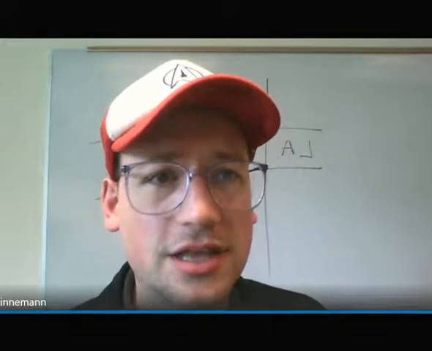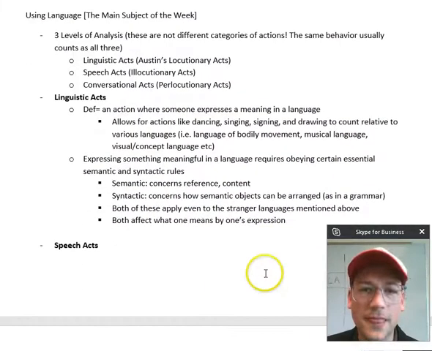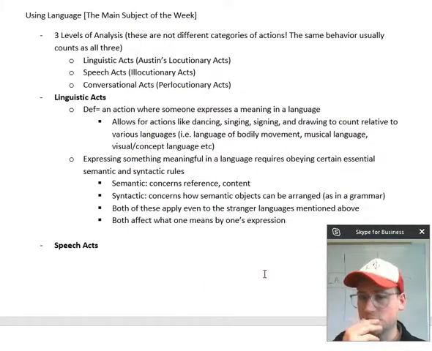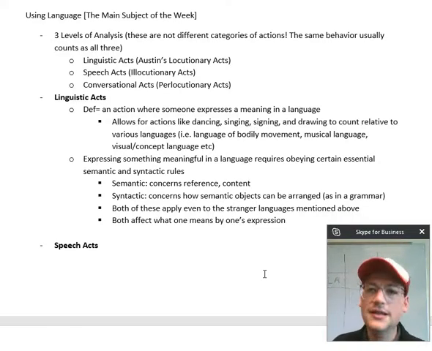Okay, so that's all the preliminary stuff I really want to talk about. Our main subject for this week is how we use language, and what the mechanisms of this are.